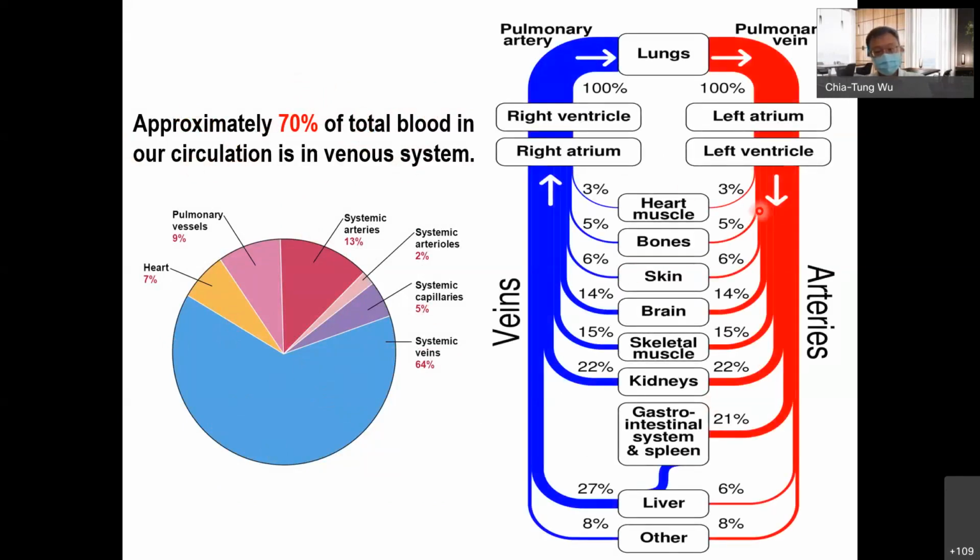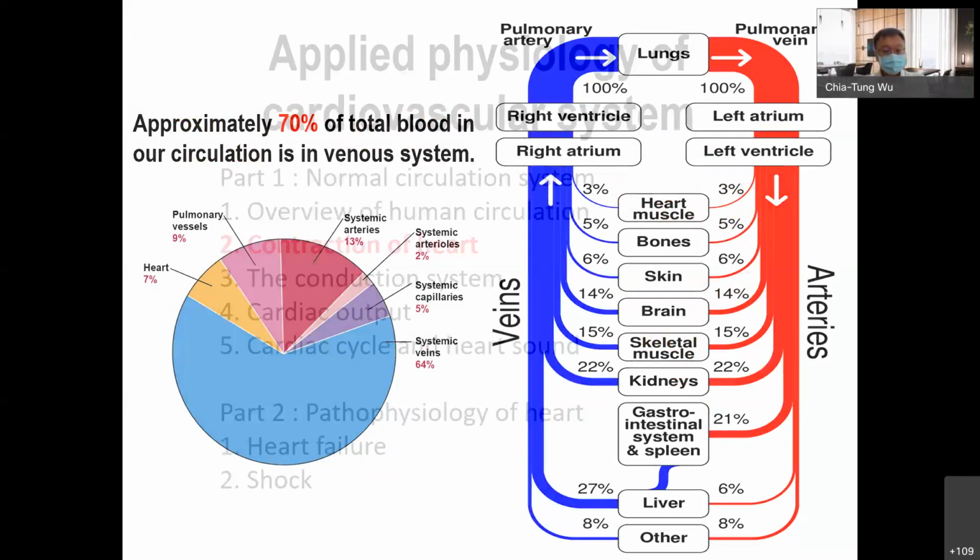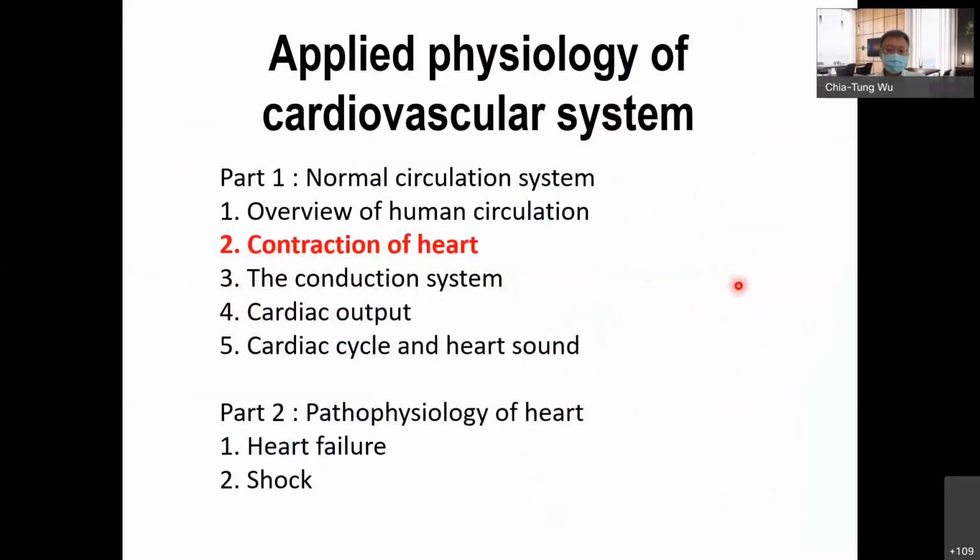And here is the percentage of blood that each organ takes from the left heart. You can see our heart, our coronary arteries, only takes 3% of the blood from the left ventricle, and our brain takes about 14% of blood. Okay, that is part one.